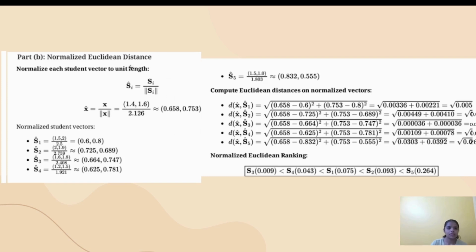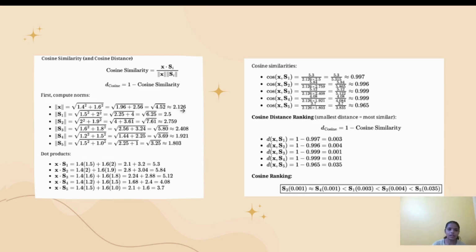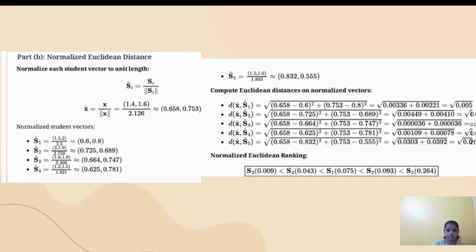Now in B part, we have to normalize the Euclidean distance. To normalize each student vector to the unit length, our formula is si vector equals si upon magnitude value of si. So here x vector equals x upon magnitude value of x. As we know, our query vector consists of 1.4 and 1.6, and the magnitude value as we had calculated here is 2.126. So we substituted here 2.126. Now 1.4 divided by 2.126, so our answer is 0.658. When we divide 1.6 by 2.126, then our value is 0.753.